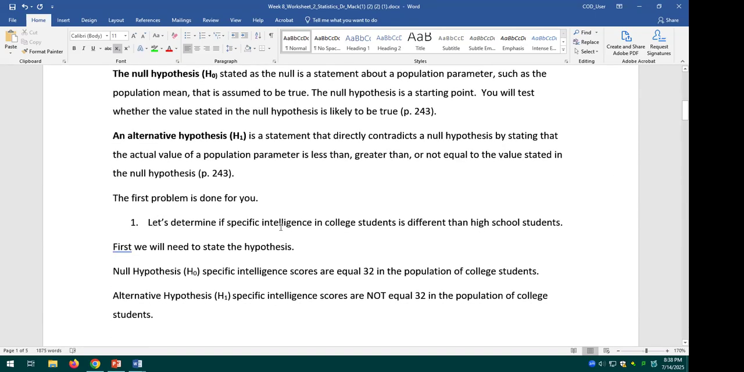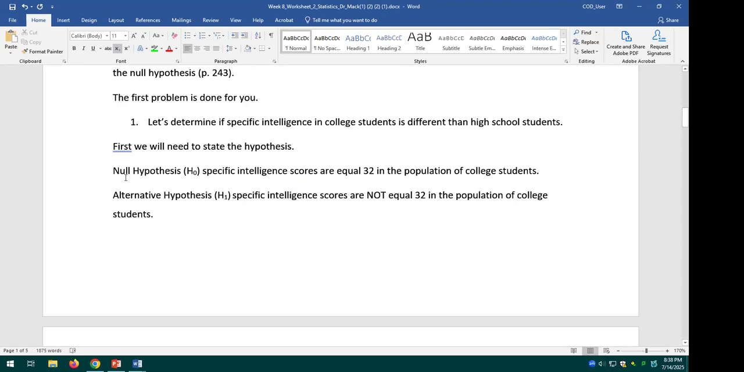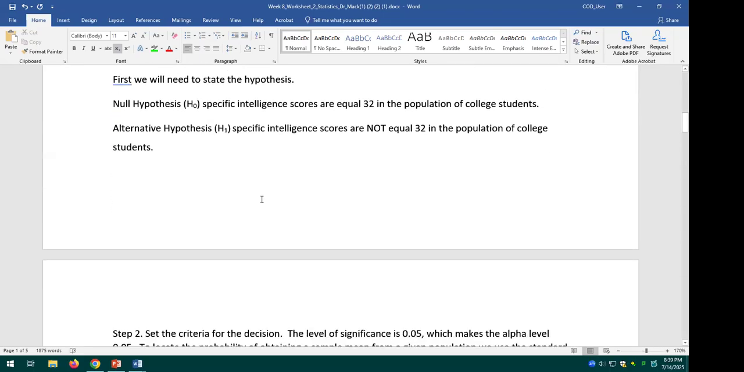So let's determine specific intelligence in college students, if it's different than high school students. First, we state the hypothesis. Null hypothesis, specific intelligence scores are equal because nothing's happening. There's no difference. Or we can say they're not equal to 32. So we change it to directly contradict it for the alternative hypothesis.